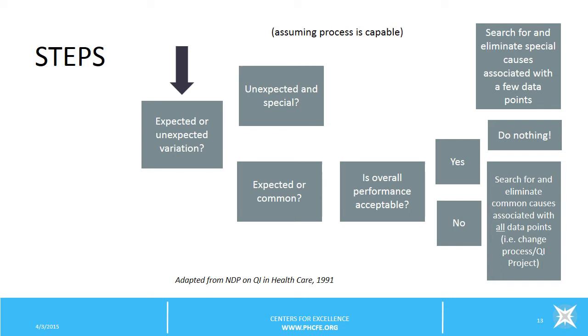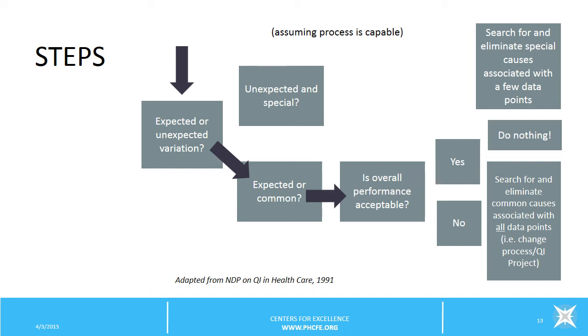In contrast, if the variation that you see is expected or common, then you need to ask whether or not the overall performance of that process is acceptable, meaning is it capable of meeting your customers' and stakeholders' needs. If the answer is yes, the process is capable, then the action to take is to do nothing. You don't respond to expected random variation as long as the process is meeting your customer needs.